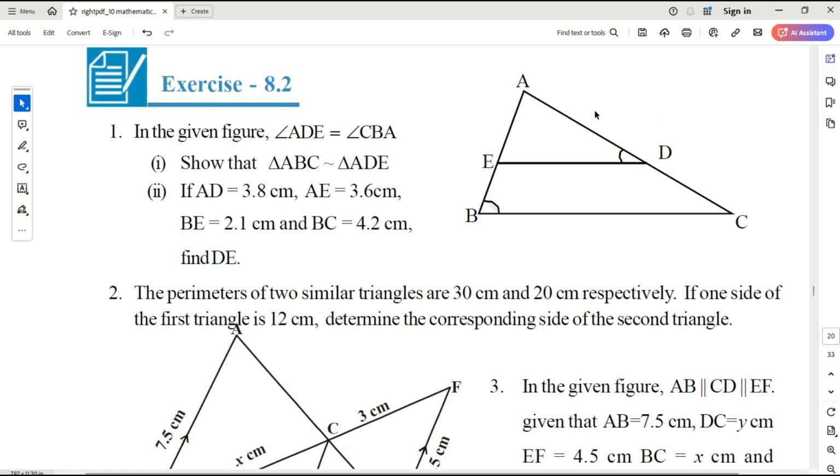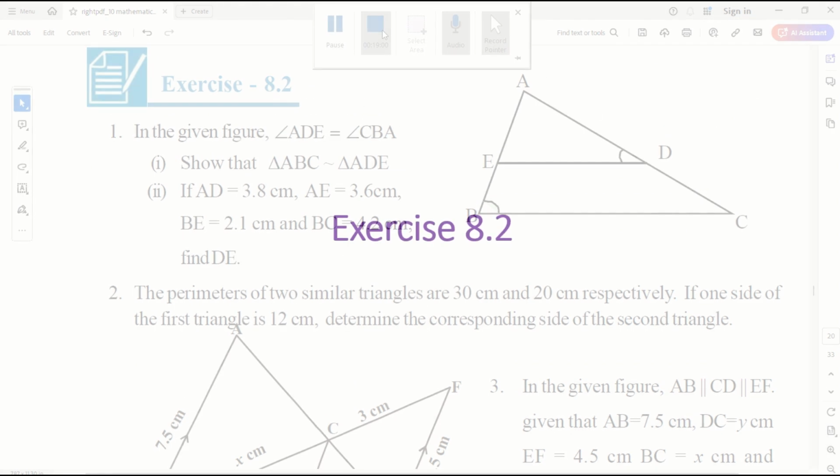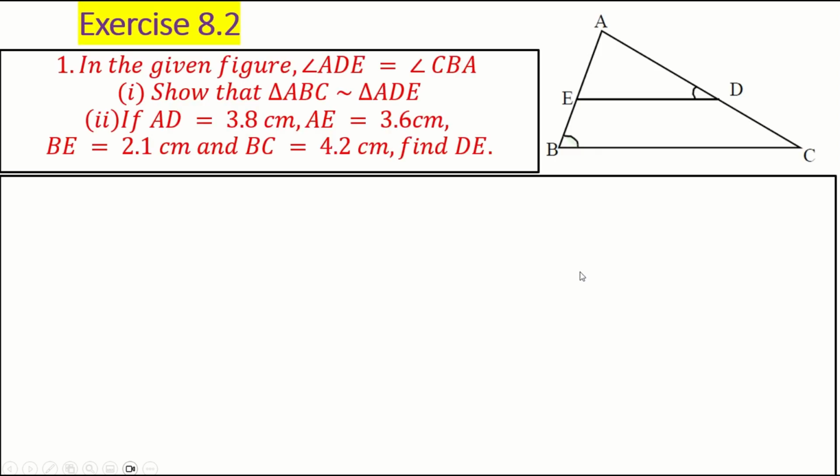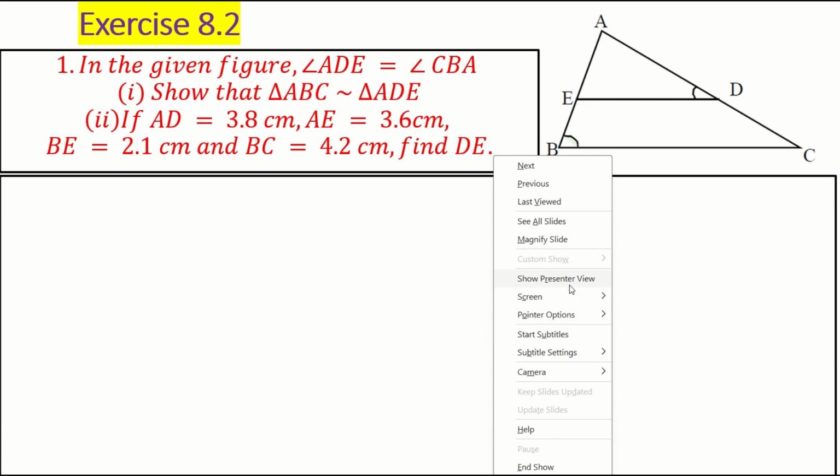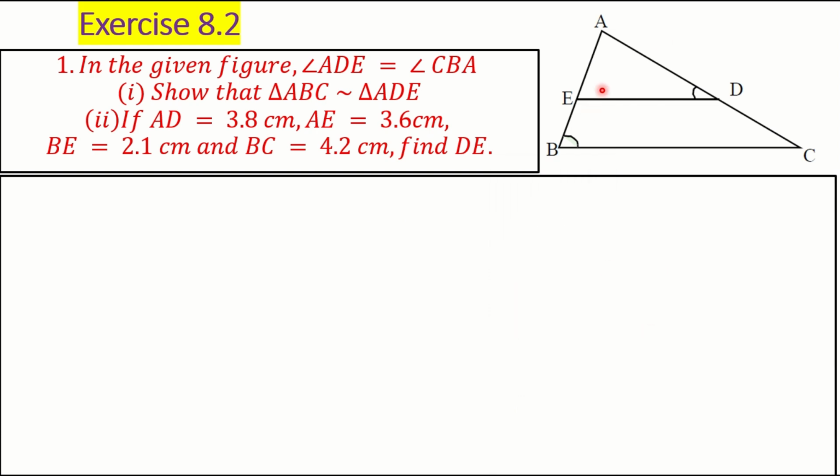Let's do the exercise 8.2 now. Exercise 8.2. In the given figure, angle ADE, which is mentioned here, and angle CBA, angle ABD and angle CBA are equal. Show that triangle ABC is similar to triangle ADE. If AD equal to 3.8 centimeters and AE equal to 3.6, BE equal to 2.1 centimeters, BC equal to 4.2, find DE. So let's do.